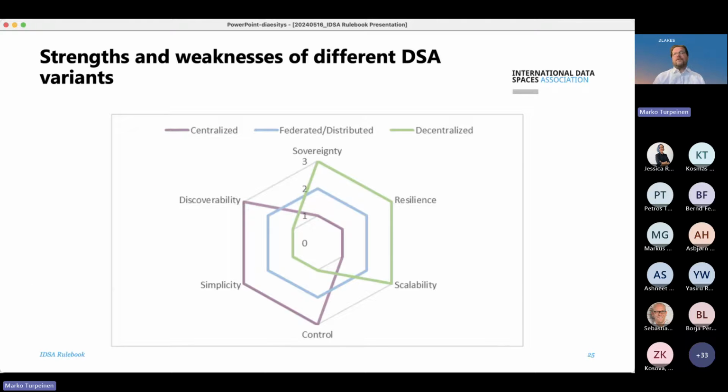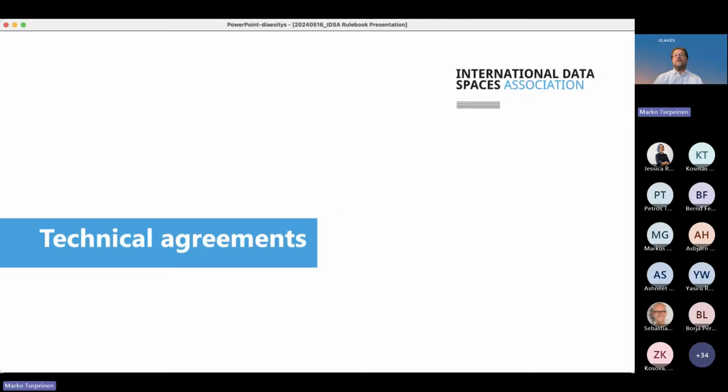And this was a mapping that we did on the different aspects related to sovereignty, resilience, scalability, control, simplicity, and discoverability via these three different models. So this analysis is part of the rulebook, but the rulebook, as said, is not giving guidance that you need to do it in a centralized way or you need to do it in a federated way. It depends on the setup. It depends on the nature of the data space.